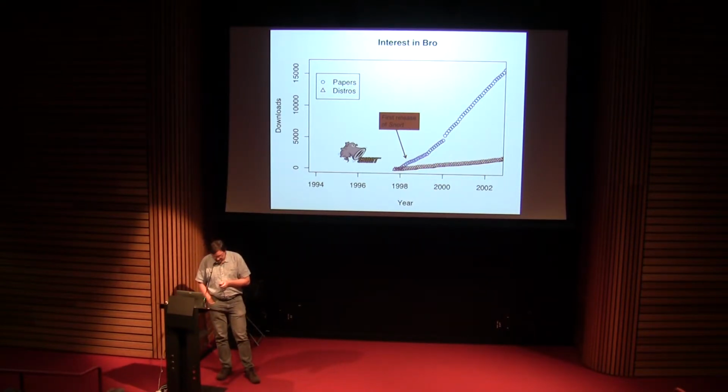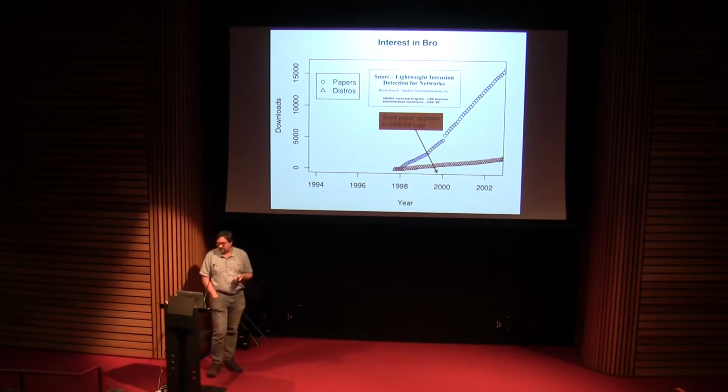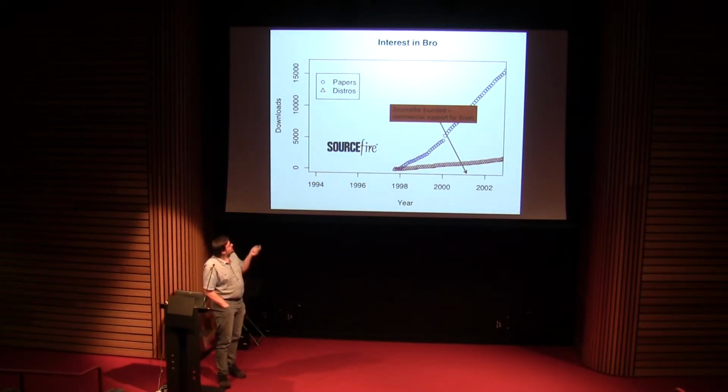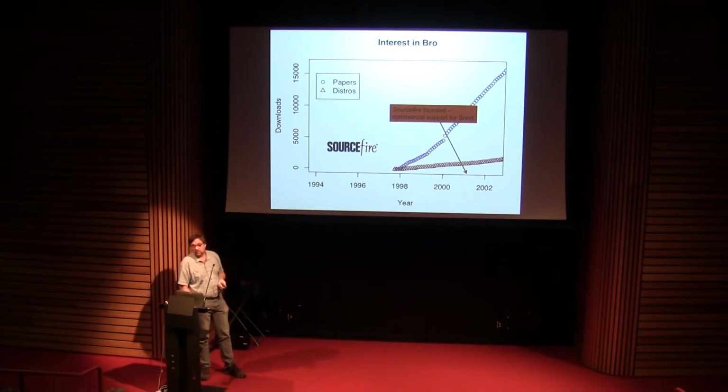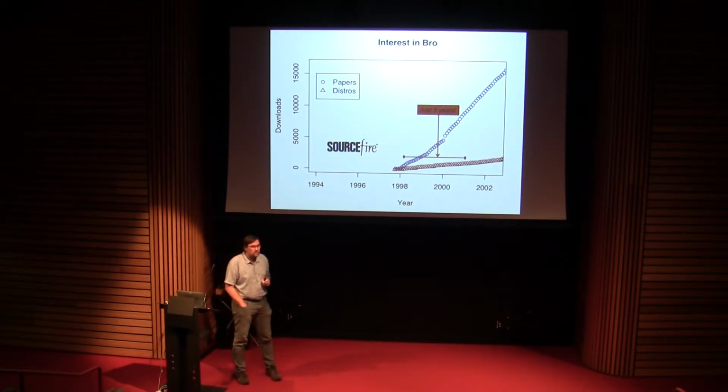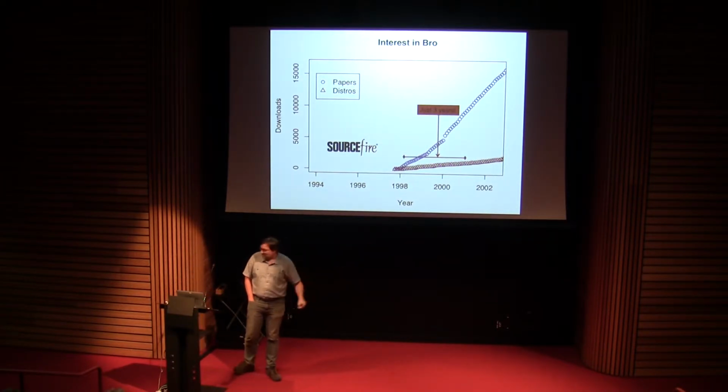So Snort comes out, and then the paper comes out a year later, and then only in early 2001, a company is spun up, SourceFire. So this just takes 3 years. We should keep that in mind as we move along through the decades.